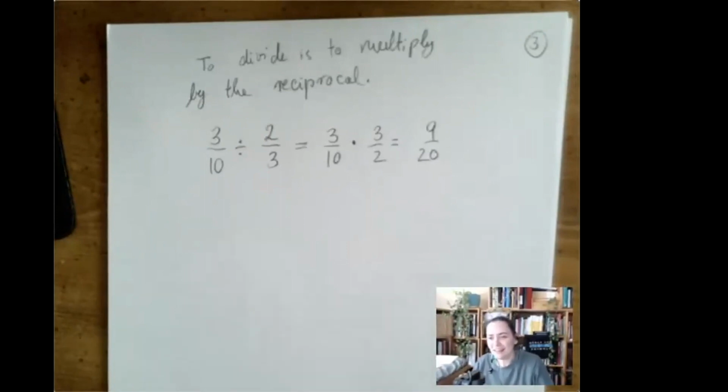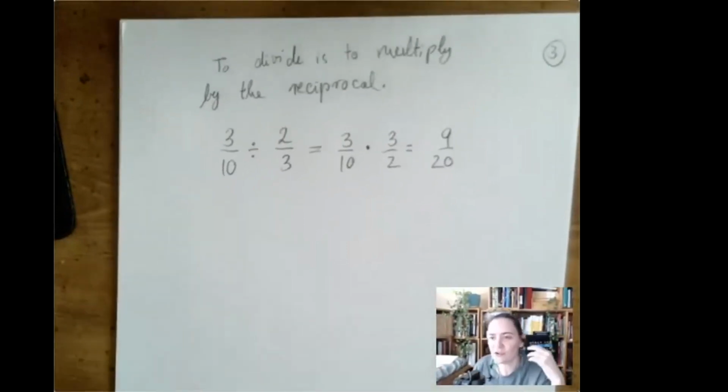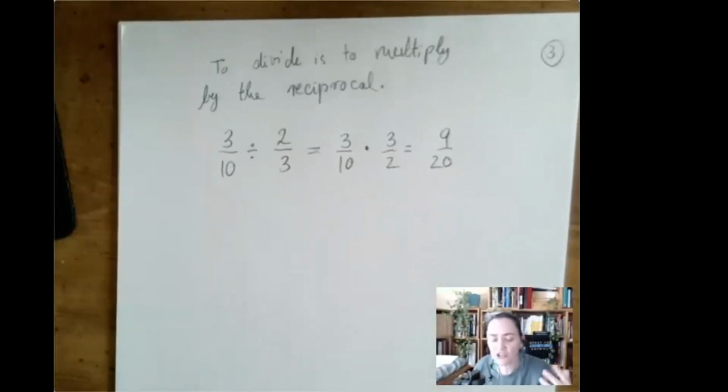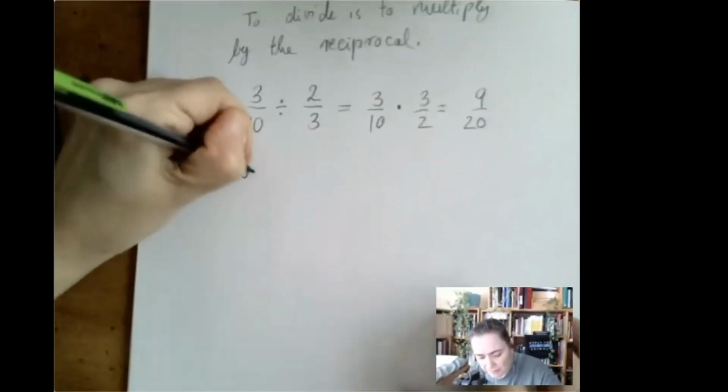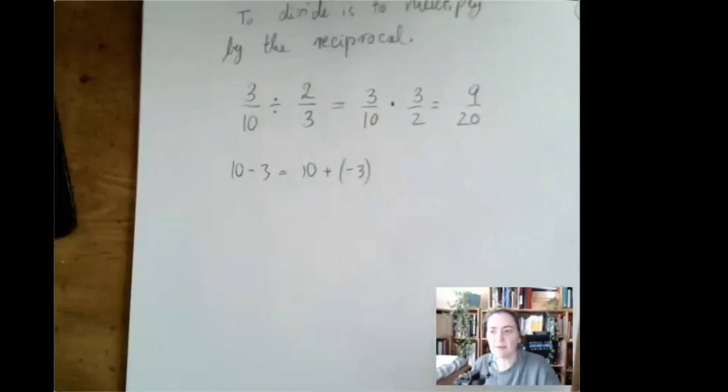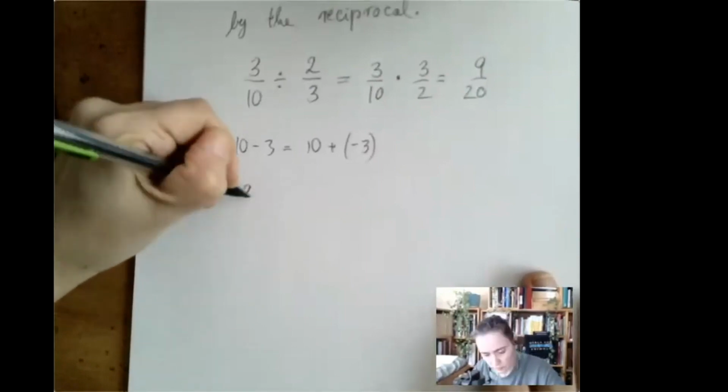So I think the message is that you want to store the concept, which is that to divide is to multiply by the reciprocal. It's just like when we say 10 minus 3, we don't mess with the 10, right? We just say 10 plus -3. Same idea. Let's do one more.